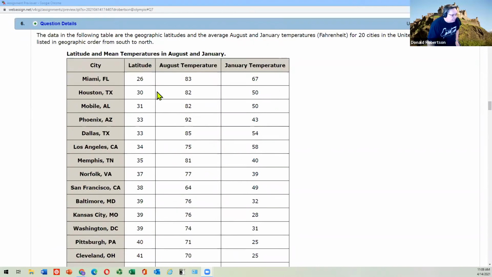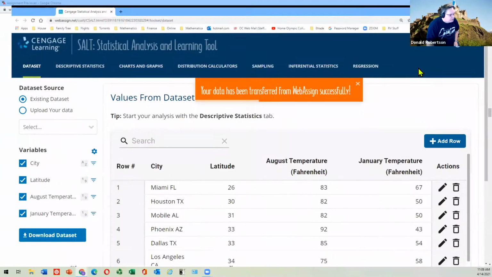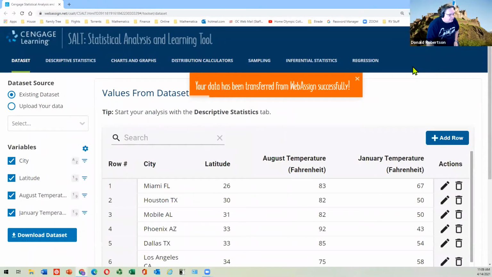Now you could do latitude along the x-axis because that's the first thing. And the y-axis, you could do the temperature. And you can imagine you could plot the point 26, 83 and it'd take you about half an hour and you'd get it. But wouldn't it be nice if we could just let technology do it for us? So let's show you a scatter plot. I'm going to use SALT.